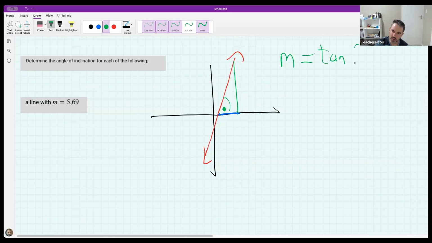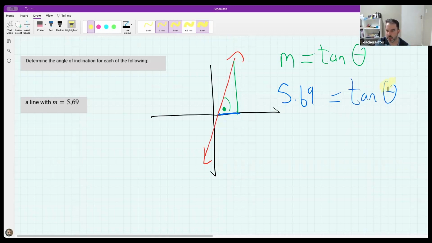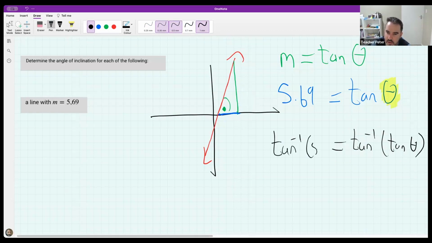What do we need to do to get, it feels like I should put 5.69 there, but now the theta seems to be locked away inside the tangent. What do I do to get that theta all by itself? So I think we need to use what's called the inverse tan. And if we apply inverse tan on both sides, on this side, it basically will undo the theta. And then on this side, it would be applied to this. So I get theta on this side.